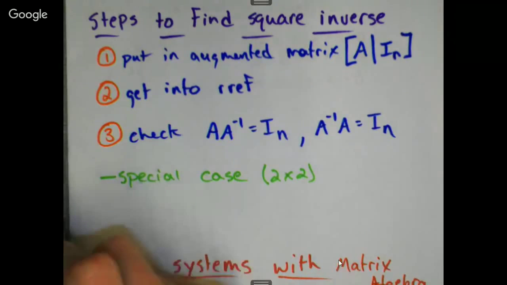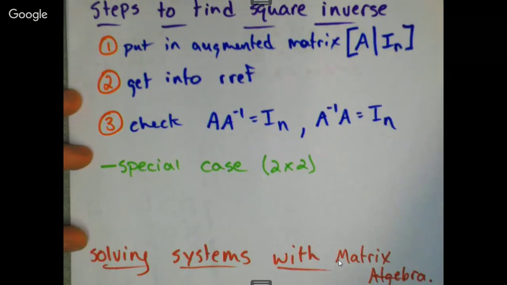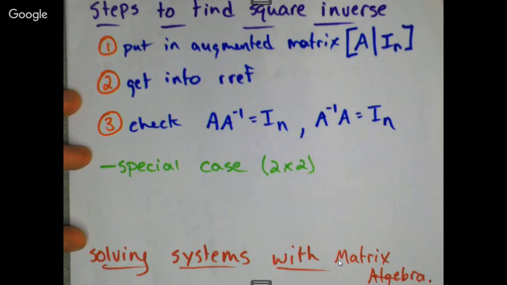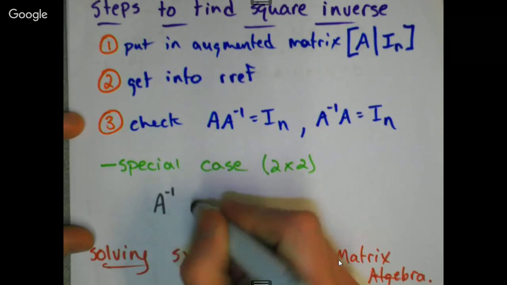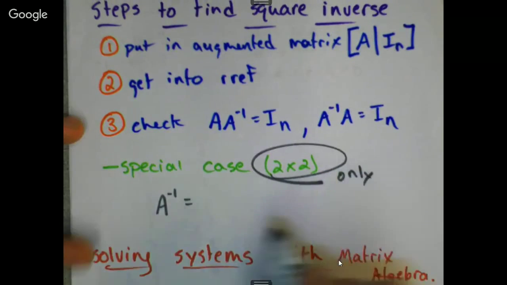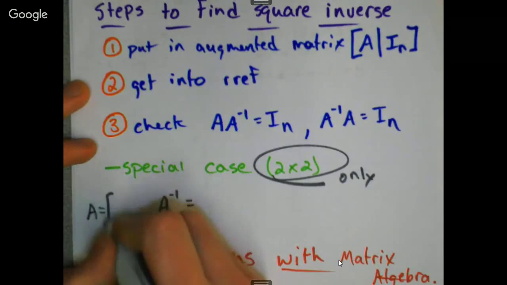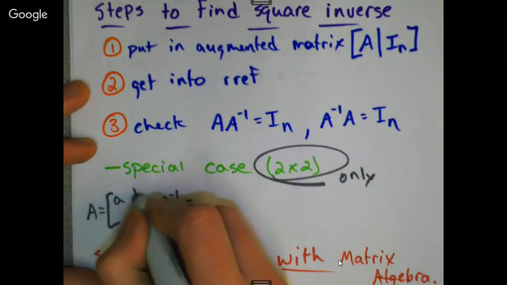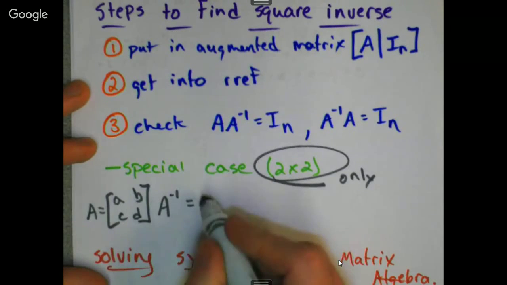There's a special case with the 2x2 matrix. There's a nice little formula that looks like this. So A inverse in a 2x2 only. If A equals A, B, C, D, then A inverse will be in this form.